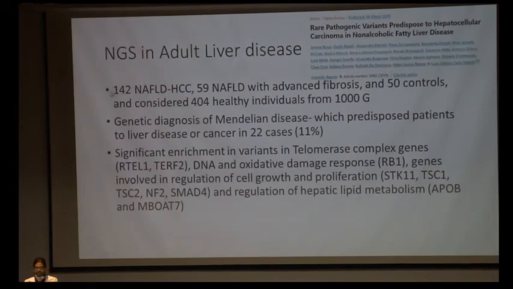So they identified genetic Mendelian disease which predisposed to either a cancer or a liver disease in 11% of the total subjects. Additionally, they did some statistical tests too, and they found that there was significant enrichment of variants in genes which affect telomerase or DNA oxidation, and involved in cell growth and proliferation, or in hepatic lipid metabolism, which could be related to the cancer.